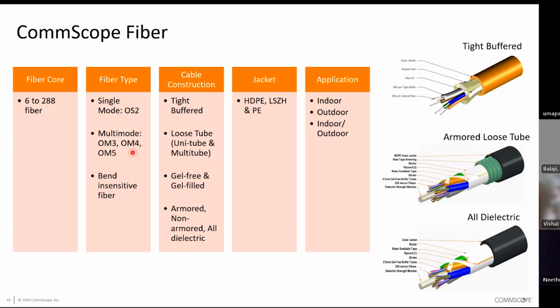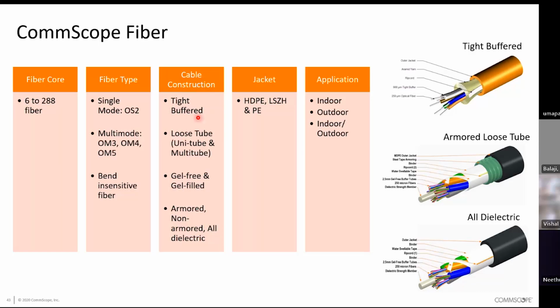So we are no longer using OM1 and OM2. Now we have OM3, OM4 and OM5, and bend insensitive fibers. To have better loss performance whenever you do fiber patch cord management or bending radius, there are specific bend insensitive fibers available, which take care of the losses and give better performance.